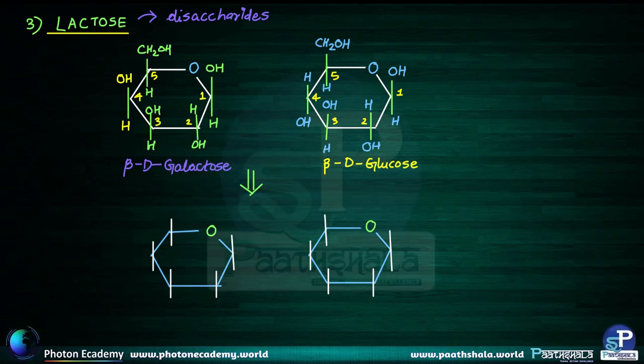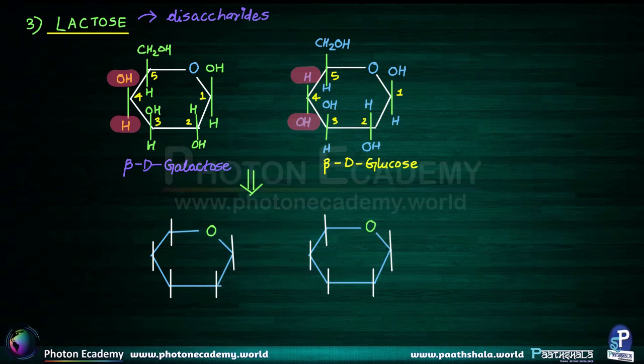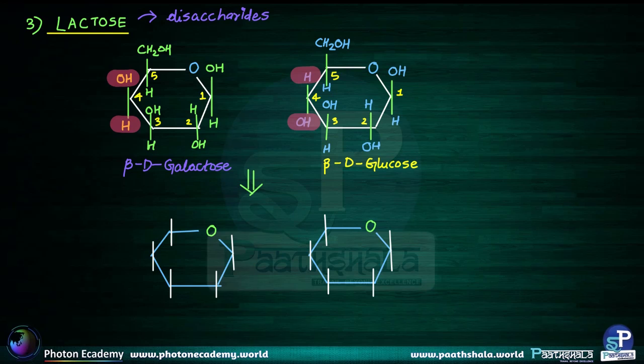Now, what we just saw is that in beta D glucose, OH was here and the H is at this position. But in beta D galactose, the only difference is that the OH and the H position is switched from beta D glucose. What that infers is that both of them are epimers, or rather anomers because they are cyclic. Both of them differ only in configuration at one carbon, that is the C4 carbon.